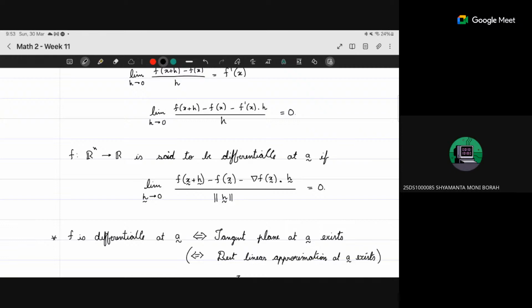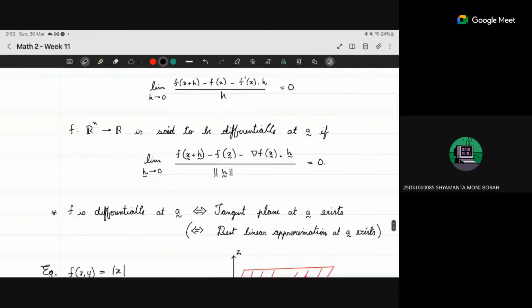So in one instance we'll take it as h comma 0, and in another instance as 0 comma h, right, sir? No, this h is a vector. Sorry, if you are talking about two variables, this x tilde could be over here.